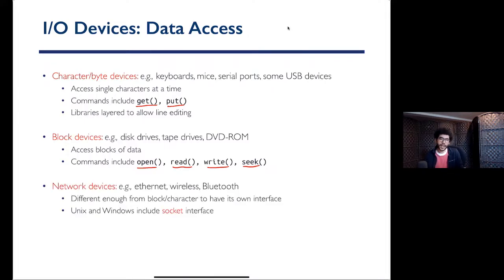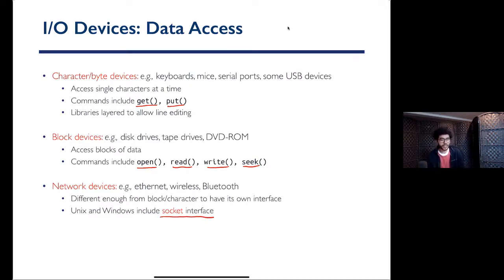There is a third category of devices that are distinct from both byte addressable and block addressable. These have their own category, right? This is basically your network devices, and they kind of support both. Usually the interface is not get, put, or read, write. They have their own interface, which is the socket interface.